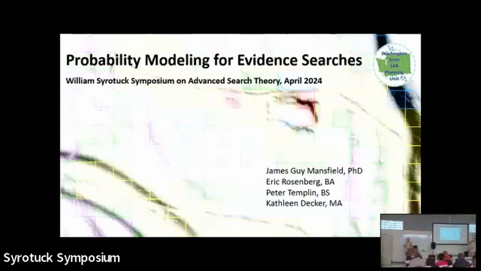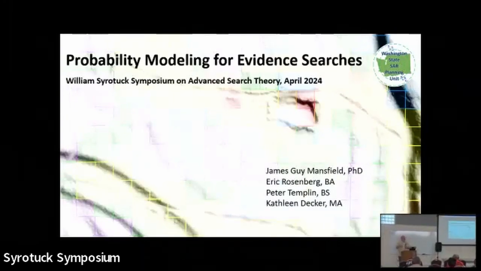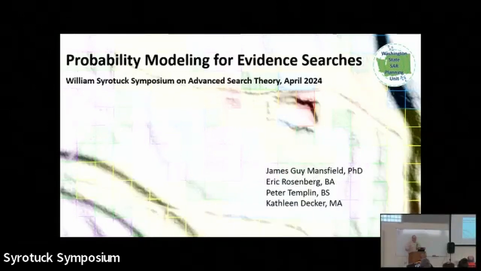I'd also like to acknowledge a couple of our colleagues who couldn't attend in person today, who have been helping out with some of our work here. Peter Templin. Peter is also a member of the Washington State Search and Rescue Planning Unit, and he's been instrumental in applying the planning methodologies that we've been coming up with to actual missions. So we're all in cahoots here for those things. We would also like to thank Kathleen Decker for her very important law enforcement perspective on the work that we've been doing in evidence searches and her input, based on her years of experience as a major crimes detective. So I want to acknowledge them and thank them very much.